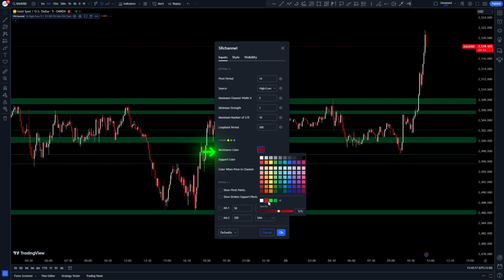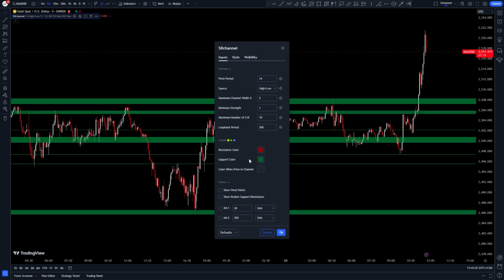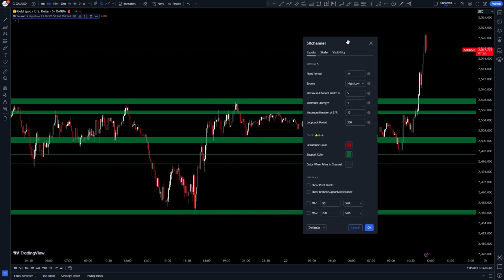At the bottom, you can customize the colors of the support and resistance zones. I prefer making them a bit bolder, but you can adjust them to your liking. This part is purely personal preference. One important and useful feature I always use is the display of pivot points. By enabling this option, you can see the high and low pivots on the chart.